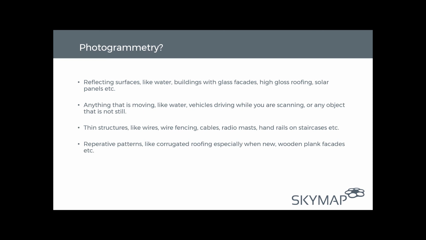Thin structures are also problematic, like wires, wire fencing, cables, radio masts, handrails on staircases, balcony rails, and so on. And repetitive patterns, like corrugated roofing, especially when it's new, wooden plank facades, or any other repetitive pattern that will make it difficult for the photogrammetry software to stitch.